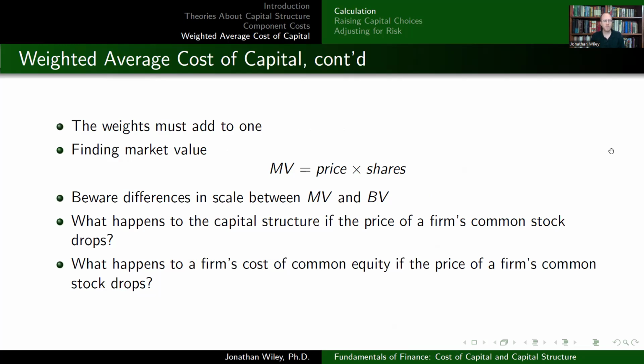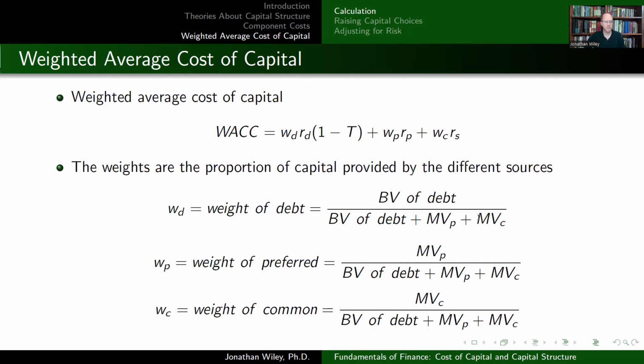Now, a little note here: if you think about this, what's happening to the capital structure if the price of a firm's common stock drops? Well, if the price drops, price times shares drops, market value drops, right? So if market value drops, I look back at the formulas here, the market value of common is going to shrink.